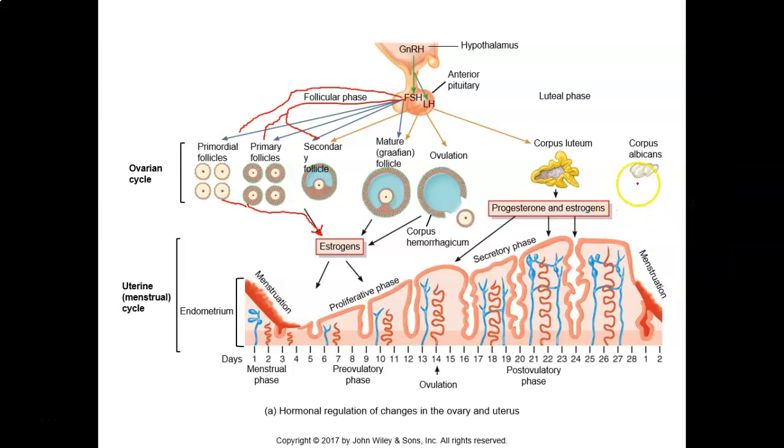All right. And then corpus albicans, that's literally just the corpus luteum when it breaks down and degrades. It breaks down into the corpus albicans, which doesn't do anything. It's just a remnant, right? It doesn't do anything.